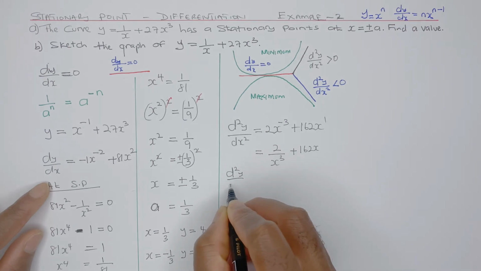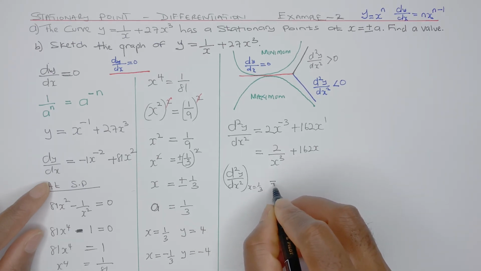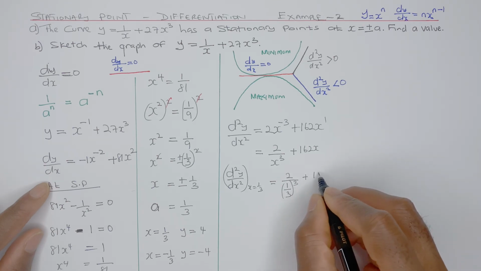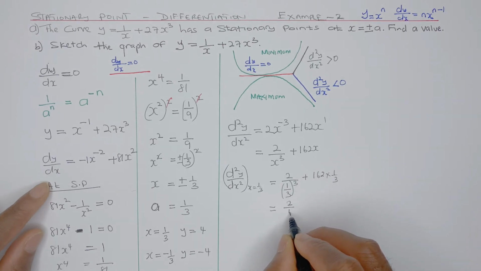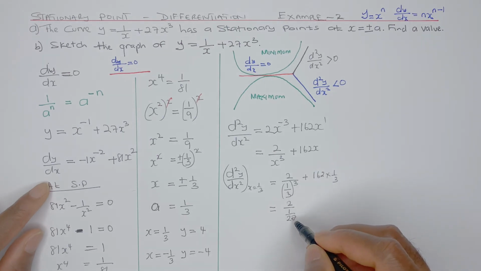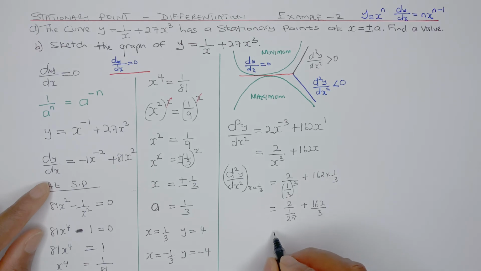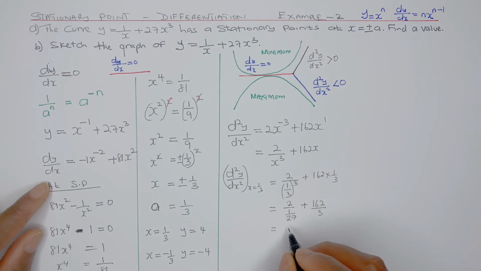The d²y/dx², when x equals 1/3, we get 2 over (1/3) to the power 3, plus 162 times 1/3. That would be 2 over 1/27, because 3 cubed is 27 and 1 cubed is 1, plus 162 over 3. And that's just 2 times 27, because 1 over 1/27 is 27. So altogether, this turned out to be 108. So that's positive, it's greater than 0. It's a minimum.